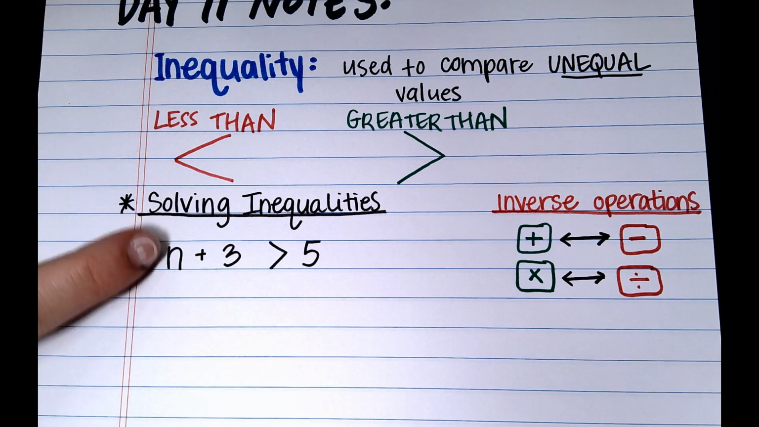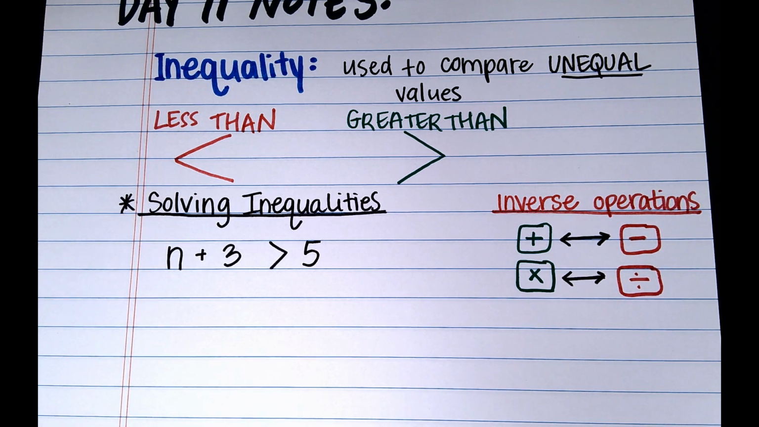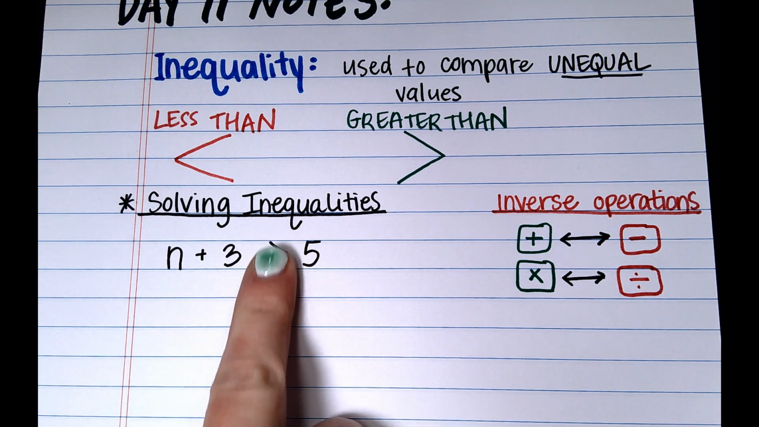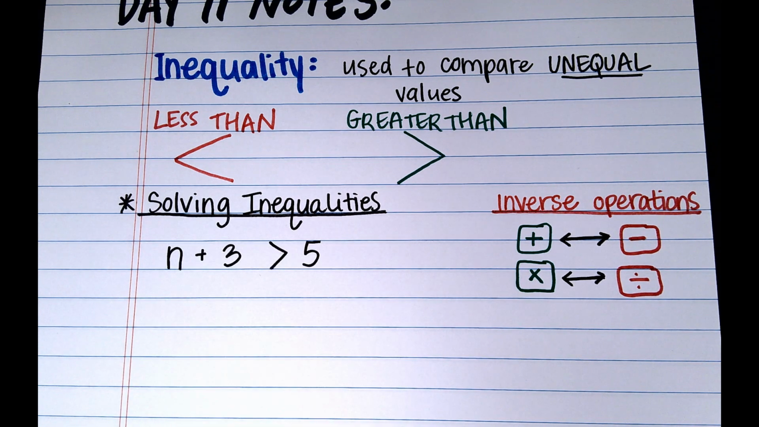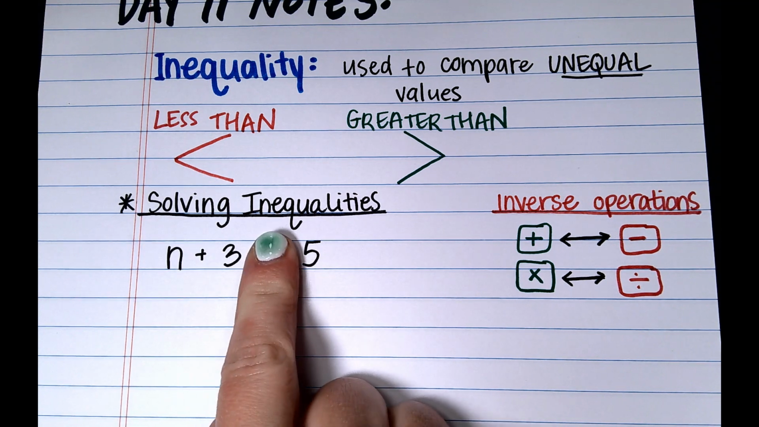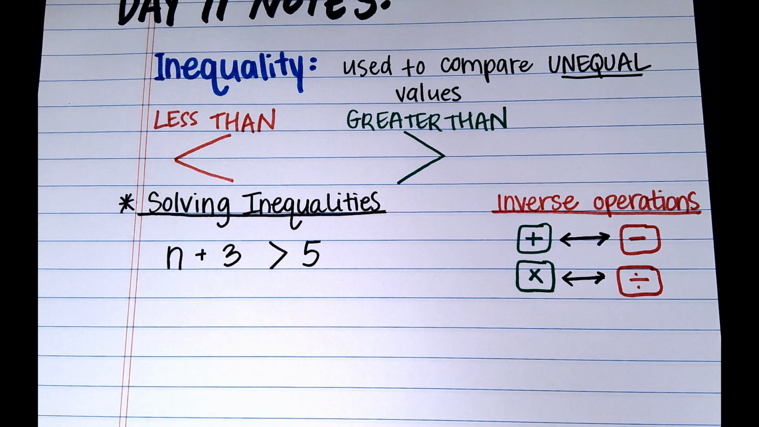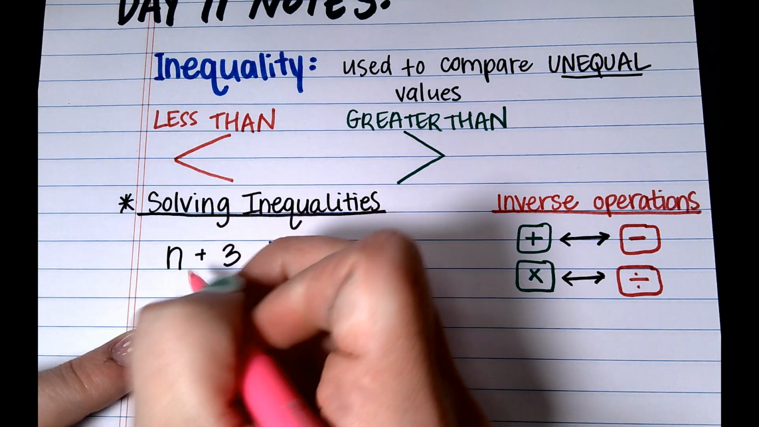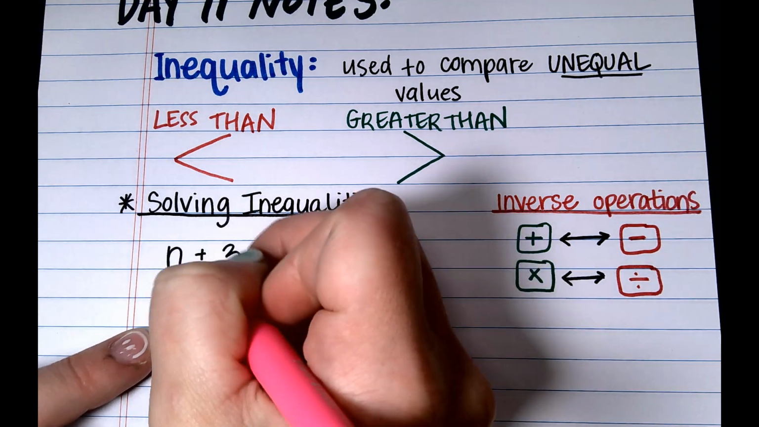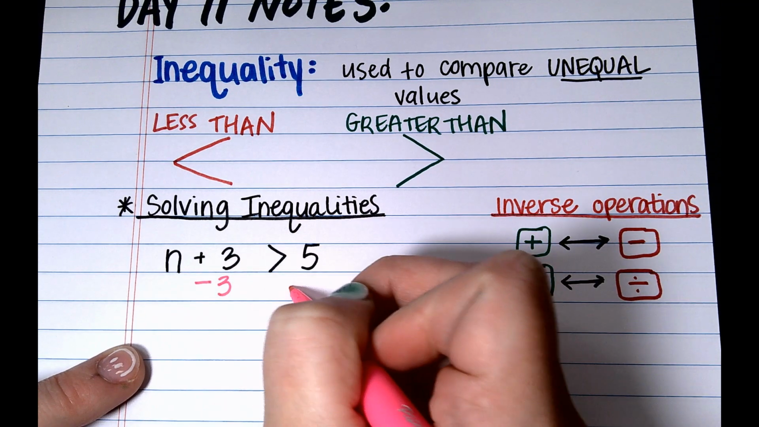So looking back at this, n plus 3 is greater than 5. Let's pretend that greater than is an equal sign. If you were trying to solve for n, what would you do here? Let's pretend this greater than symbol is just an equal sign. Okay. If it was an equal sign, how would you solve this? Subtract 3 from both sides. Okay, so let's do that. Minus 3. Minus 3.